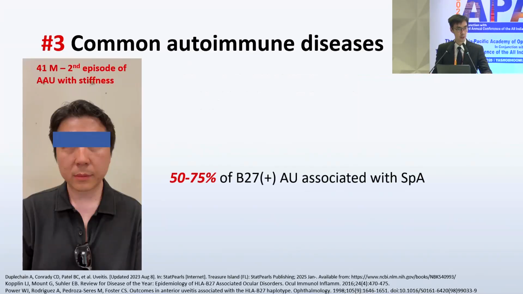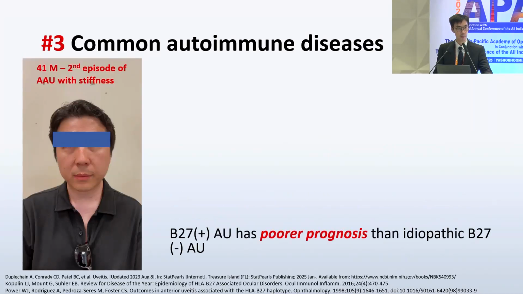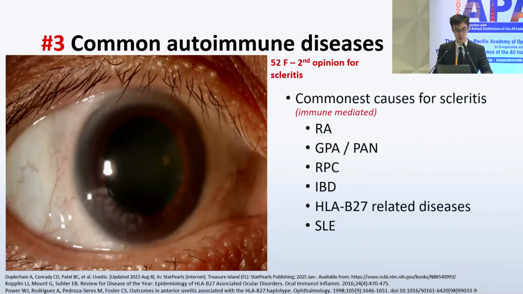So we do know from literature that half to 3/4 of the patients with B27 positive AU will have a concomitant spondyloarthropathy. And more than 50% of patients will have their diagnosis made by the ophthalmologist. And lastly, we do know that B27 AU does have a poorer prognosis than idiopathic AU. So we should really try to avoid such debilitating morbidity, especially in young patients. I'll show you a second patient just to drive home the point.